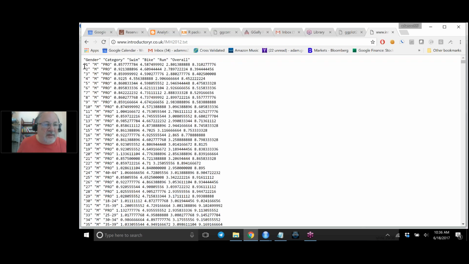Secondly, the first three variables are just the row numbers. The first two are categorical variables, gender and category. And then swim, bike, run, overall, these are times. So I'm going to have a header. And the other thing I notice is that they're separated by just space.